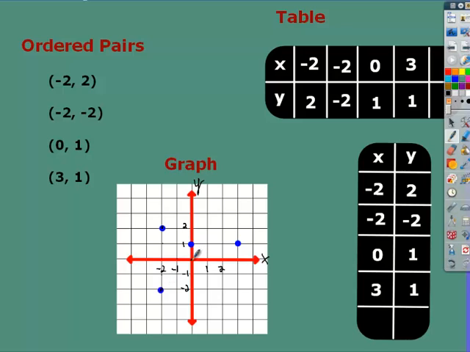So 0, 1, you start at the origin. 0 means that you do not move at all left to right. And you're going to move up 1, and there's your point. And then go back to your origin, and your last point is 3, 1.